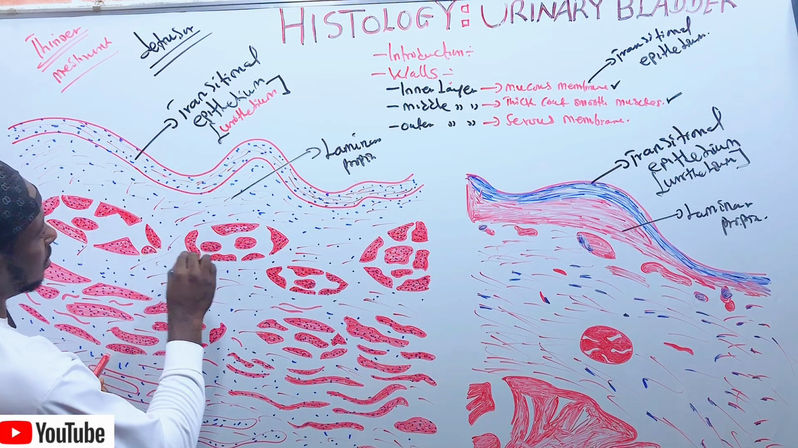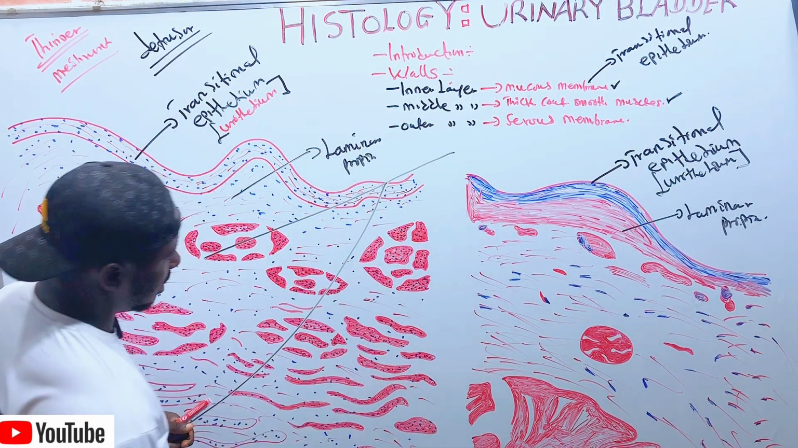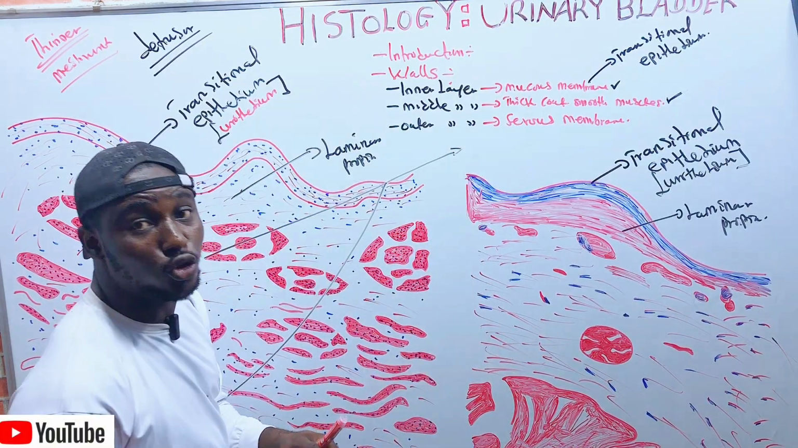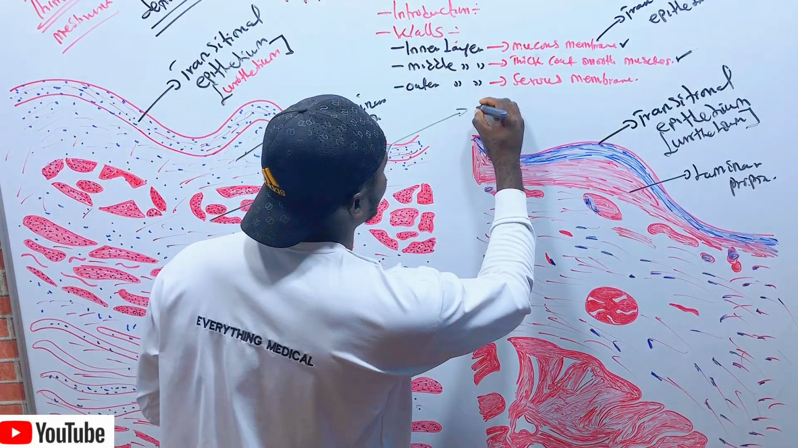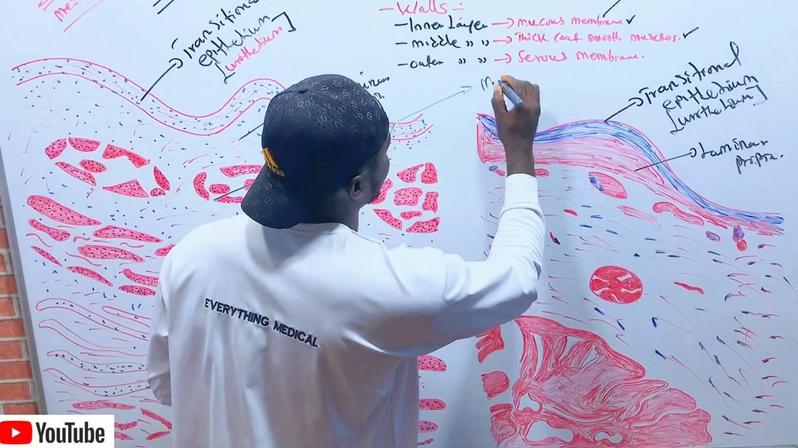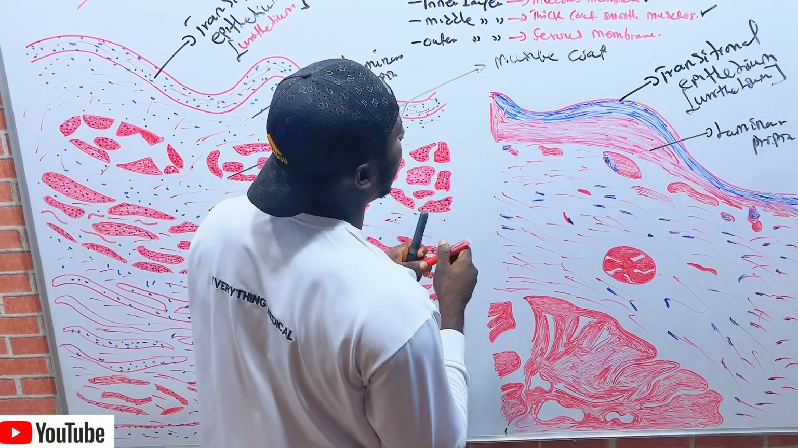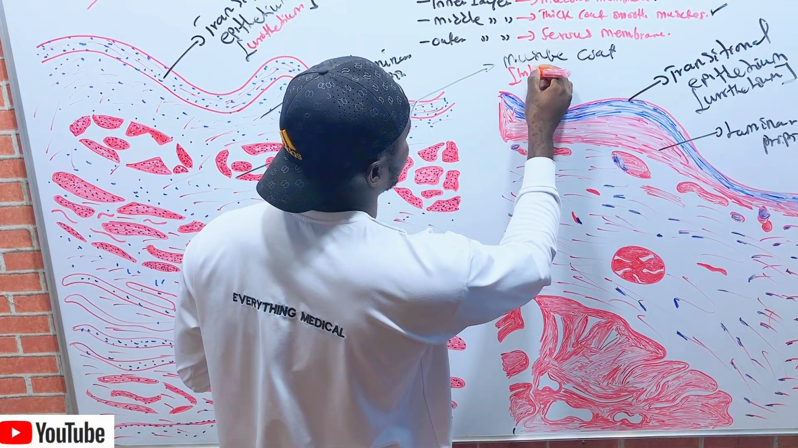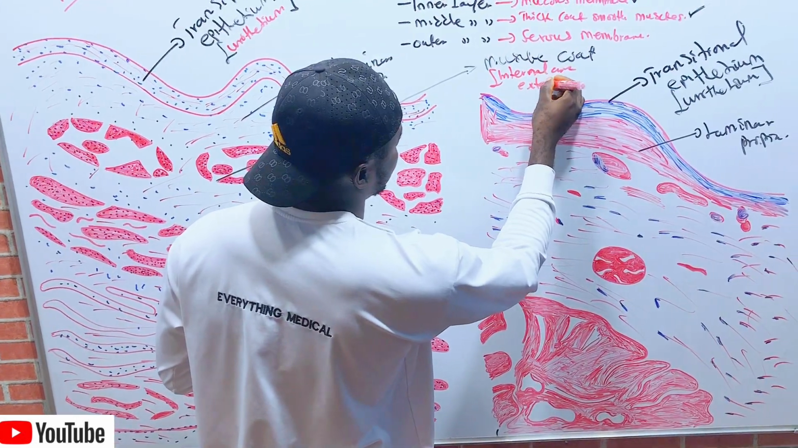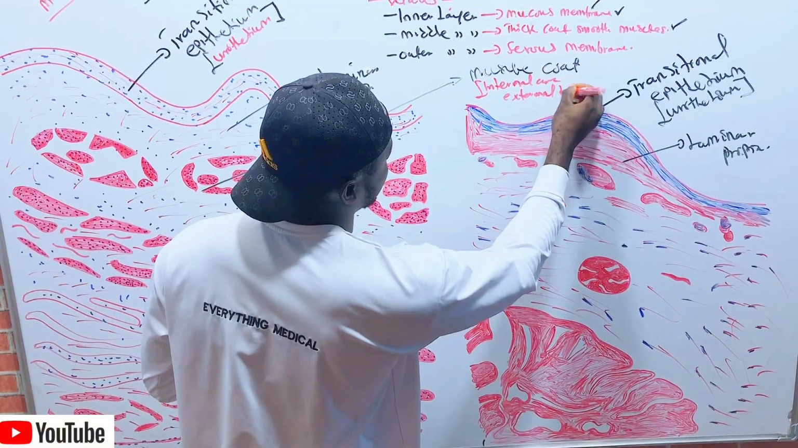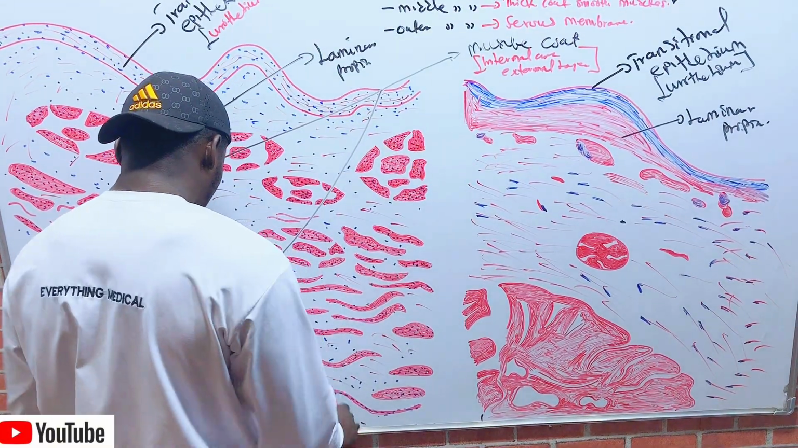These are the muscle coat of the urinary bladder, which has the internal and the external layer. That is how it is being done.